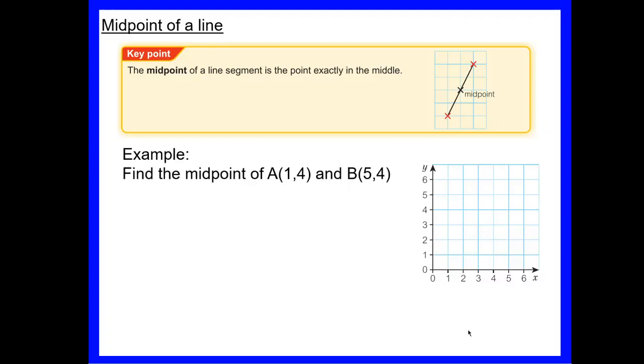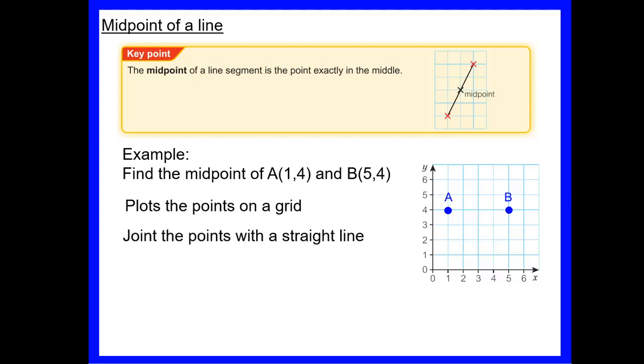So when finding the middle then, our example is we're asked to find the midpoint of A, which is at 1, 4. So we've been given coordinates for A, and B, which is at 5, 4. So the first thing I'm going to do is draw them onto my axis to help me. So I'm going to draw A at 1, 4, so 1 along and 4 up, and B at 5, 4, 5 along and 4 up. So there we've got our points A and B. Now we want to find the midpoint of those 2 points, so we're going to draw a line between them.